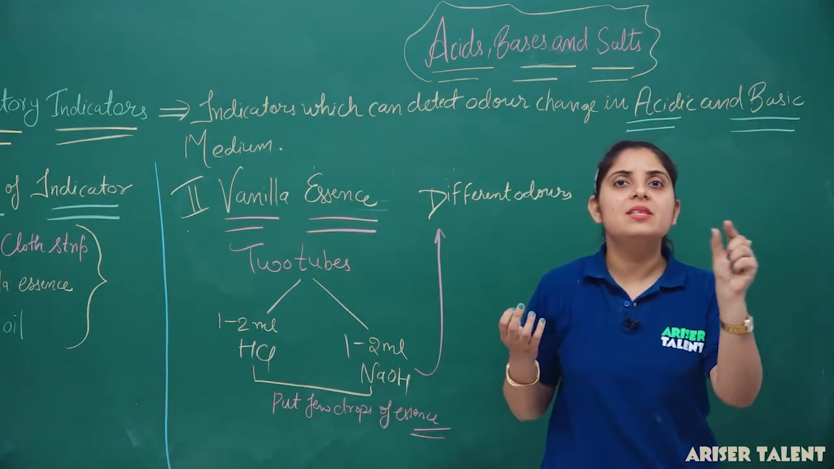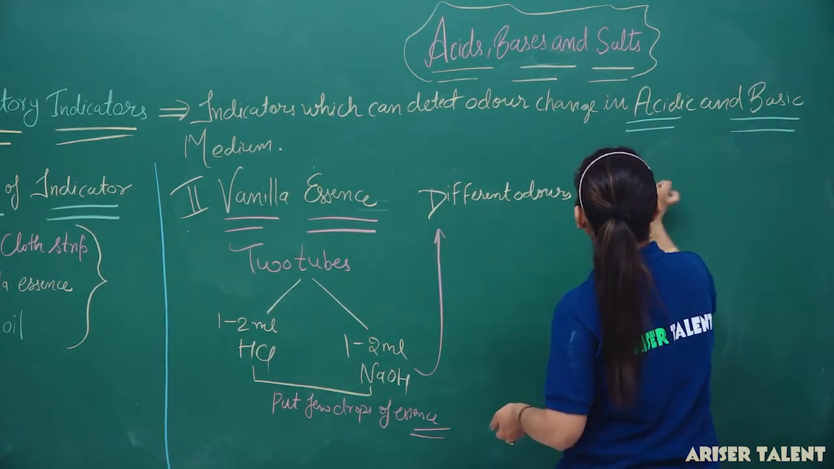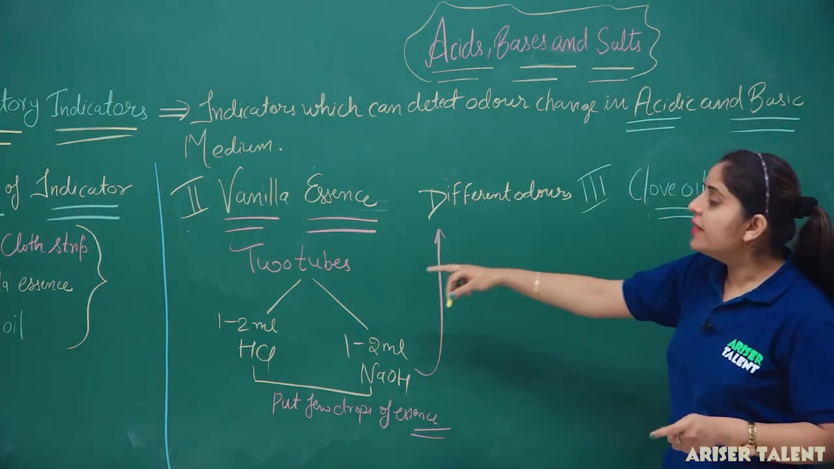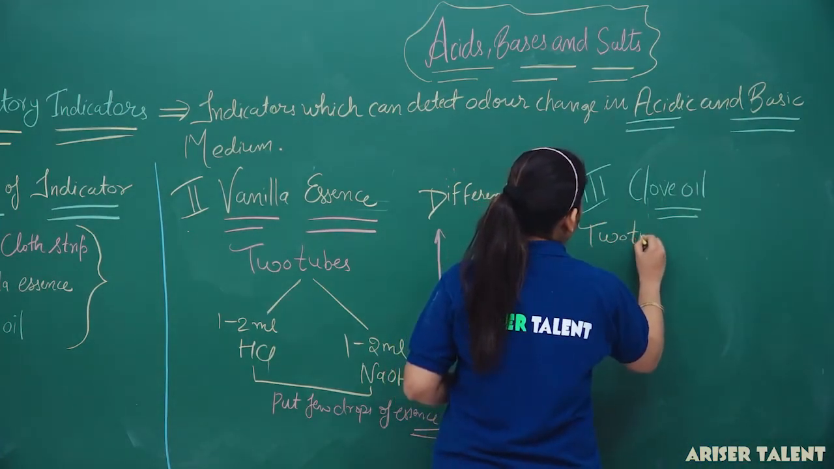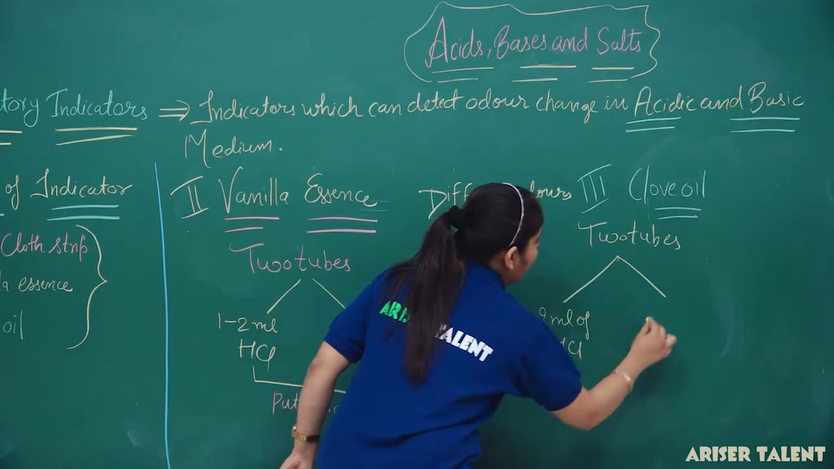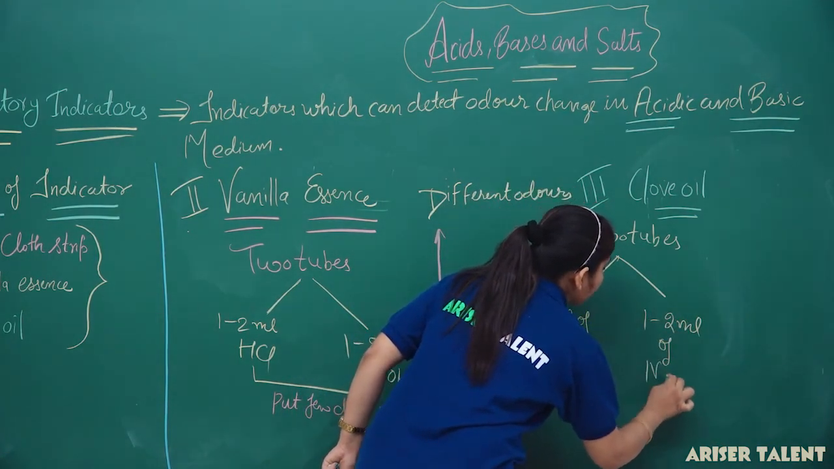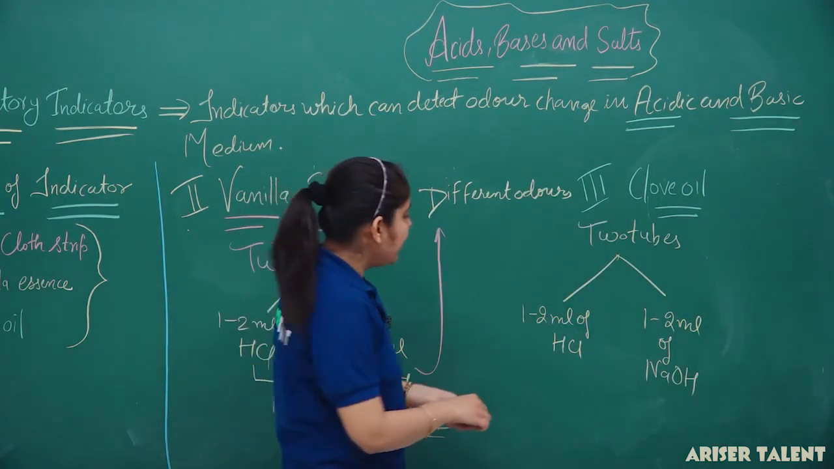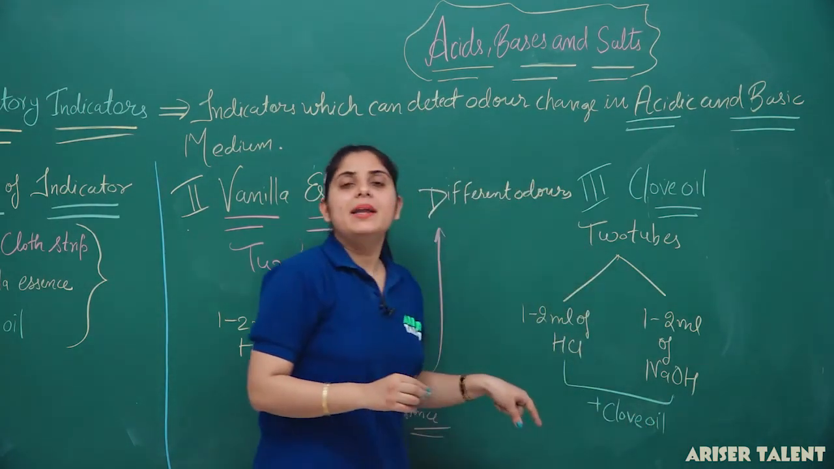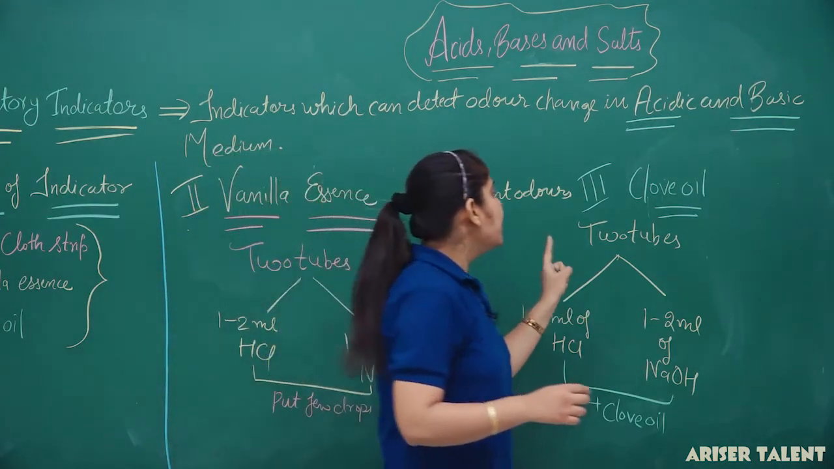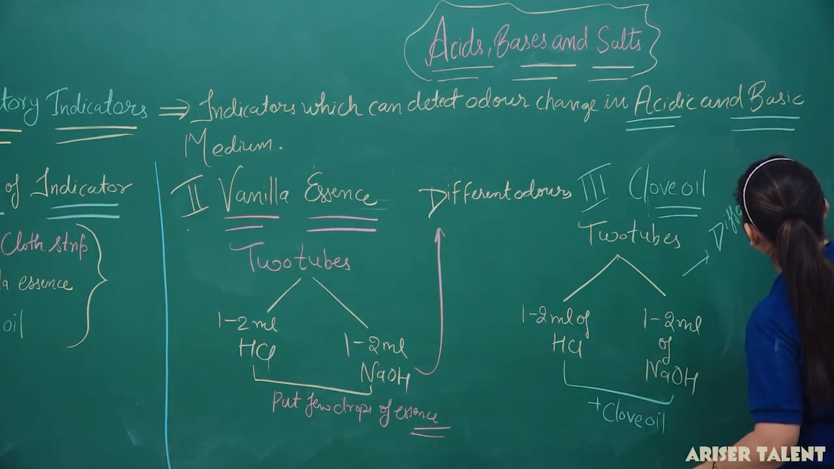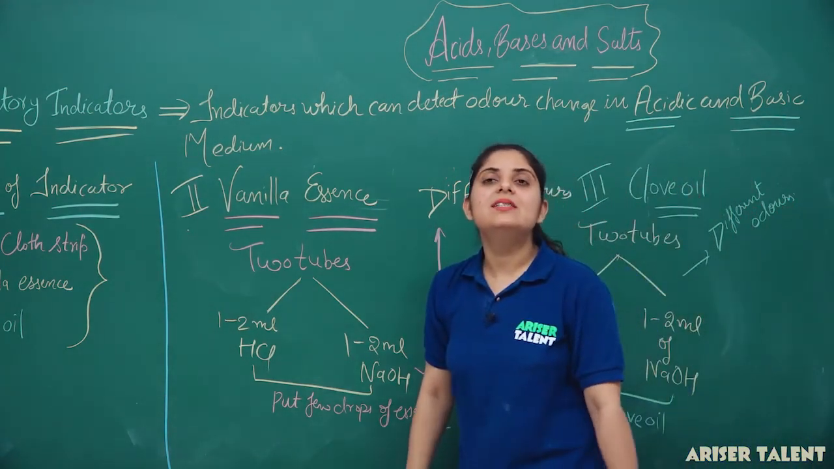How will we identify whether the substance is acidic or basic? So our third category is clove oil. In this category, we will again do the same thing. Firstly, we will take 2 tubes. In the first tube, we will take 1 to 2 ml of HCl, and in another tube we will take 1 to 2 ml of NaOH, one acid and one base. Now in both the tubes, we will add few drops of clove oil. After some time I will observe different odors in both the cases. So we can easily identify whether a substance is an acid or base.